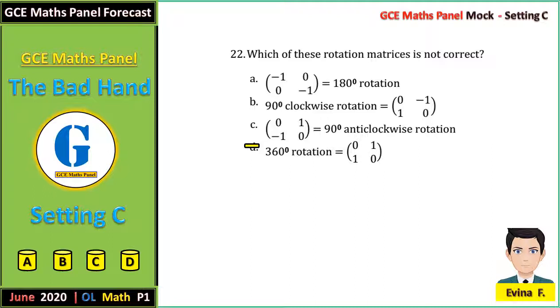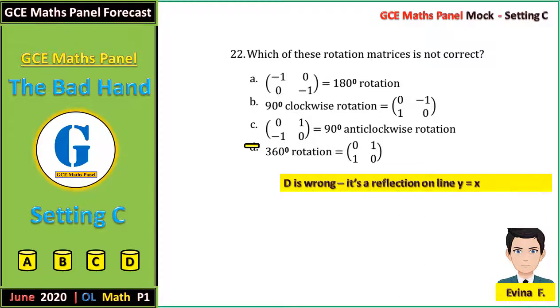But 360 degrees rotation, this one is not correct. 360 degree rotation is the same as the identity matrix. It is just equal to the identity matrix, because when you go through 360 degrees, you come back to the same point in which you find yourself, which is just the same like 0 degrees rotation.